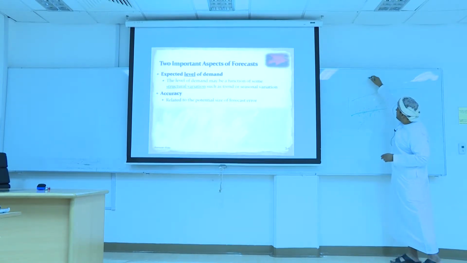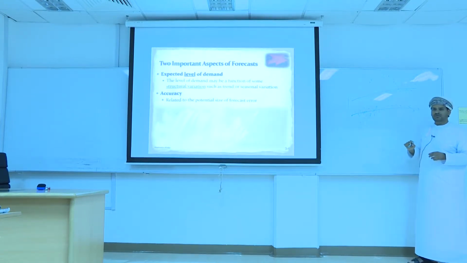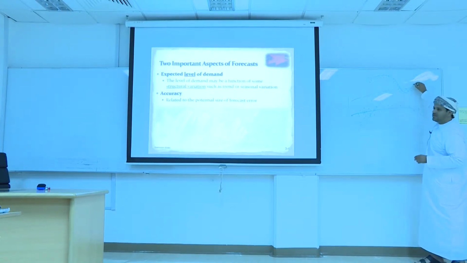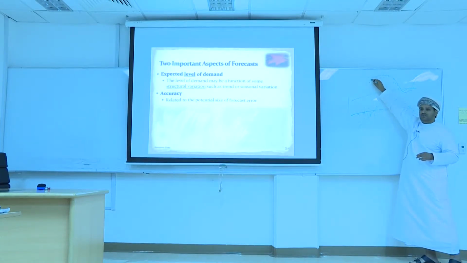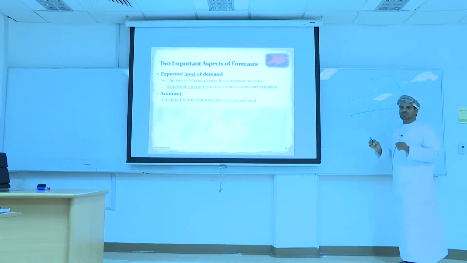But if your actual data is something like this, what type of pattern is this? There's more of a fluctuation, going up and down. That could be like a seasonality or something, and therefore most likely your expected level of demand and your forecast will have to follow this pattern as well. That is what we call a structural variation.